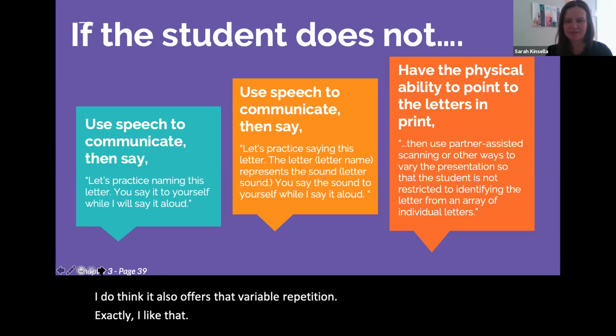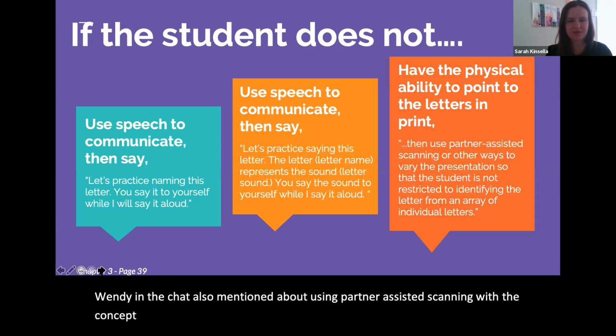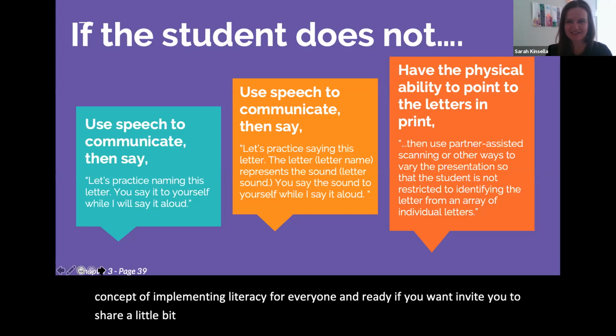Wendy in the chat also mentioned using partner-assisted scanning with the concept of implementing literacy for everyone. And Wendy, if you want, I invite you to share a little bit more about that. It's a great comment.